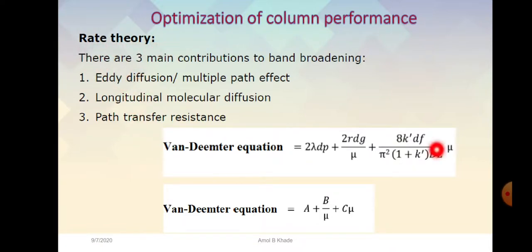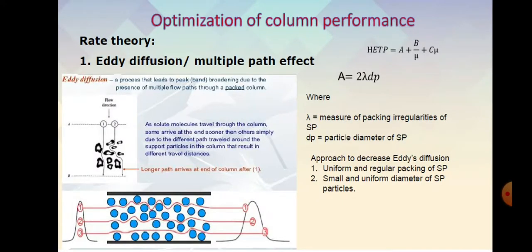Okay, so eddies diffusion is abbreviated as A, which is nothing but 2 lambda dp. Then molecular or longitudinal diffusion is B by mu, that is nothing but 2 r dg by mu. And then C mu is nothing but the mass transfer resistance or path transfer resistance, which is this particular value: 8k dash df divided by pi square into bracket 1 plus k dash bracket complete dl into mu. So we will be discussing what each term means.